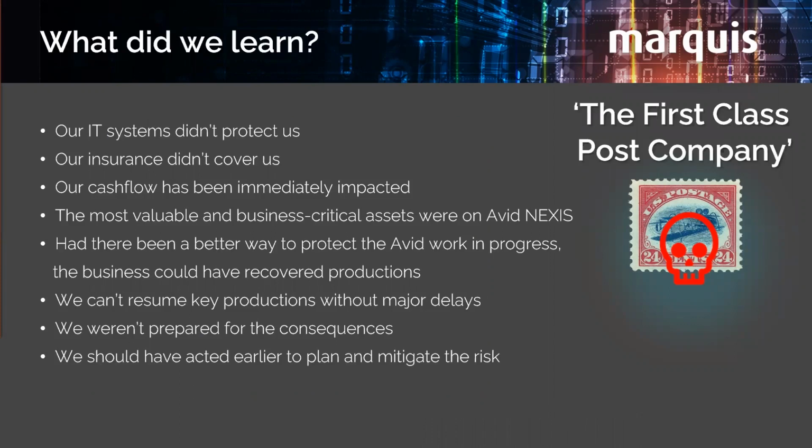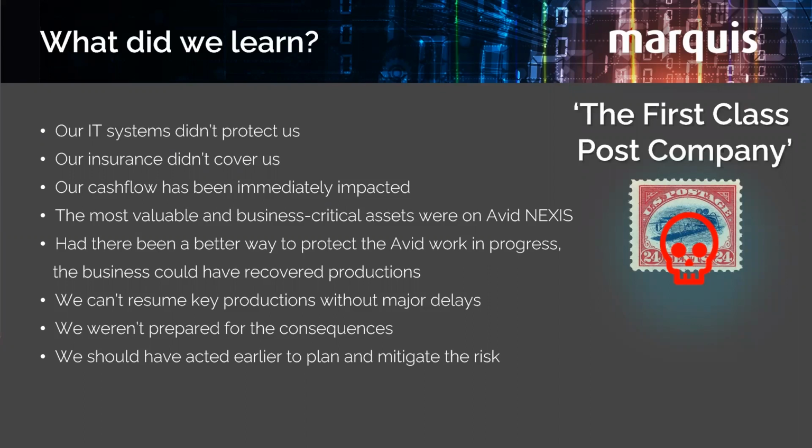So what did we learn from this short experience? Our IT systems didn't protect us. It doesn't matter whether you're a huge company or a small company, they didn't protect us. And largely it's because when people have put in business resilience or backups, they're intended to cover a network failure, disk failure, memory failure, power supply failure, not active encryption. So very often the primary system and the backup system get encrypted. Our insurance doesn't cover us. So although we've got fantastic insurance cover, the policy doesn't cover us. Our cash flow's been immediately damaged.